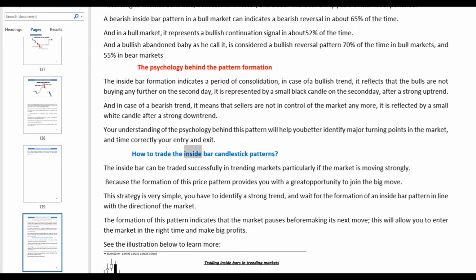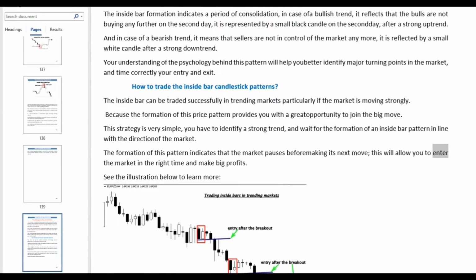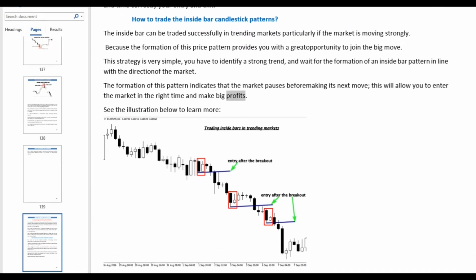How to trade the inside bar candlestick patterns. The inside bar can be traded successfully in trending markets, particularly if the market is moving strongly, because the formation of this price pattern provides you with a great opportunity to join the big move. This strategy is very simple. You have to identify a strong trend, and wait for the formation of an inside bar pattern in line with the direction of the market. The formation of this pattern indicates that the market pauses before making its next move. This will allow you to enter the market at the right time and make big profits.